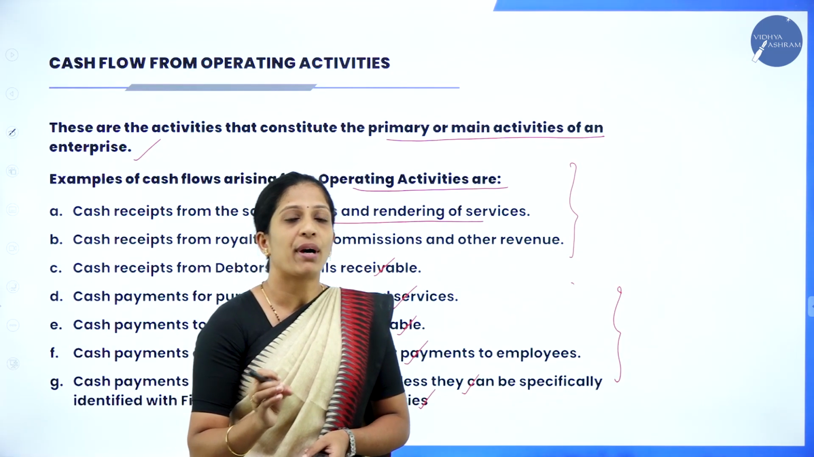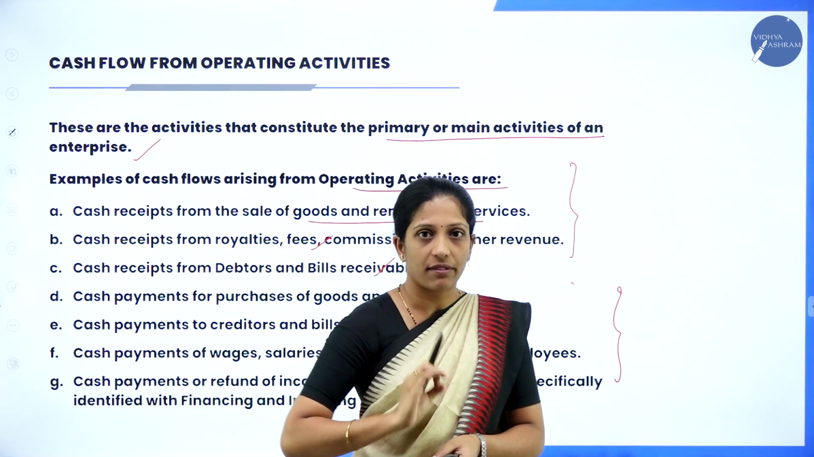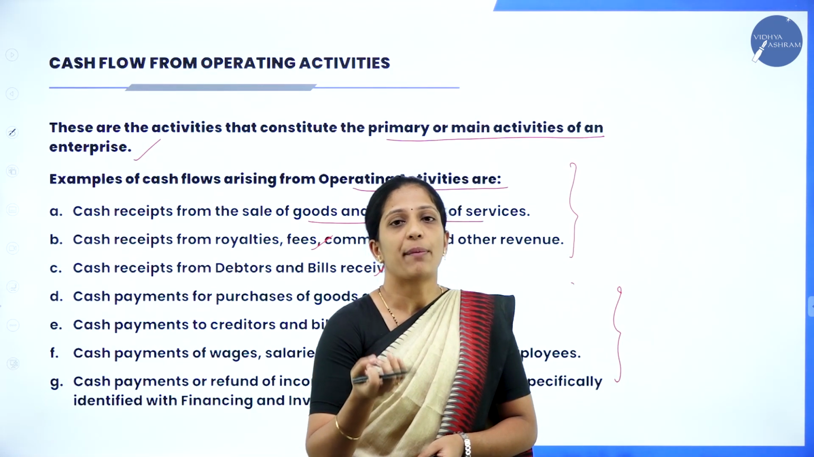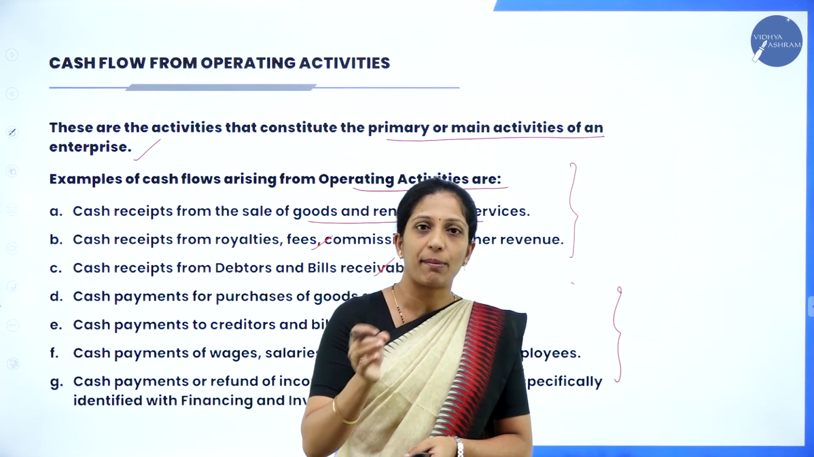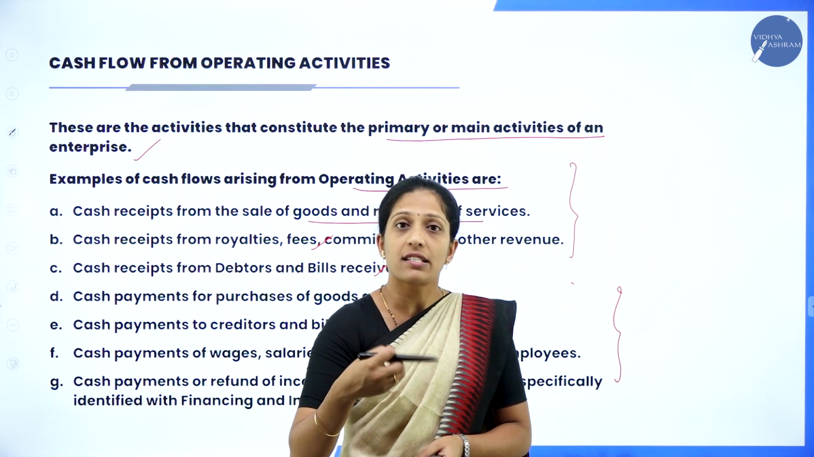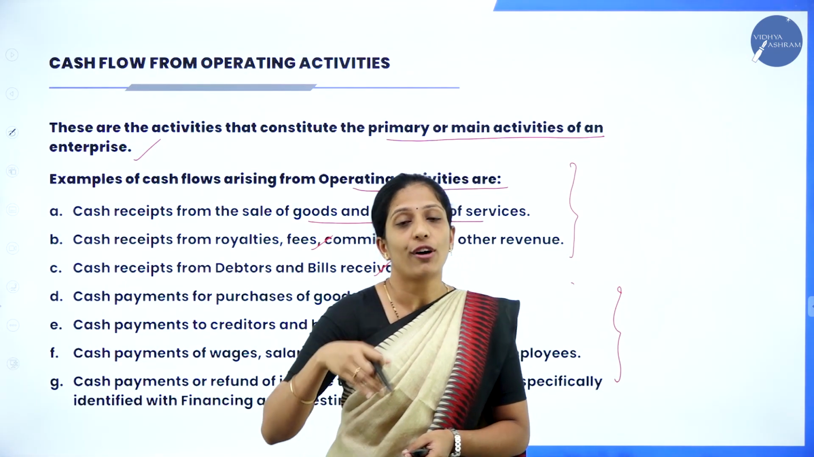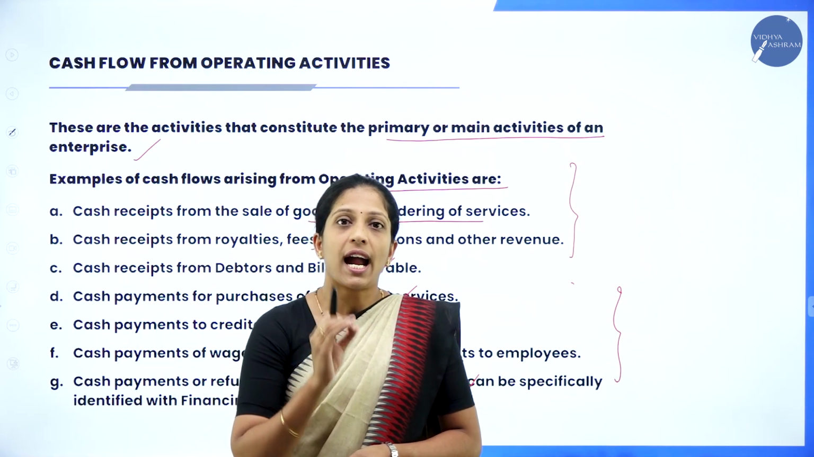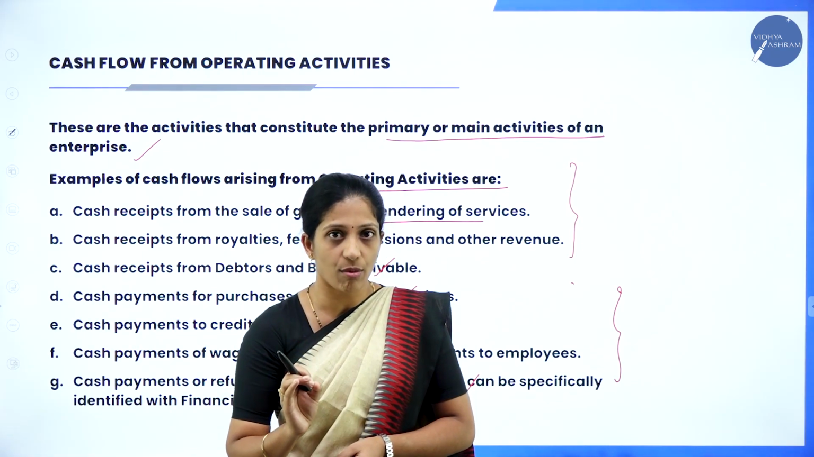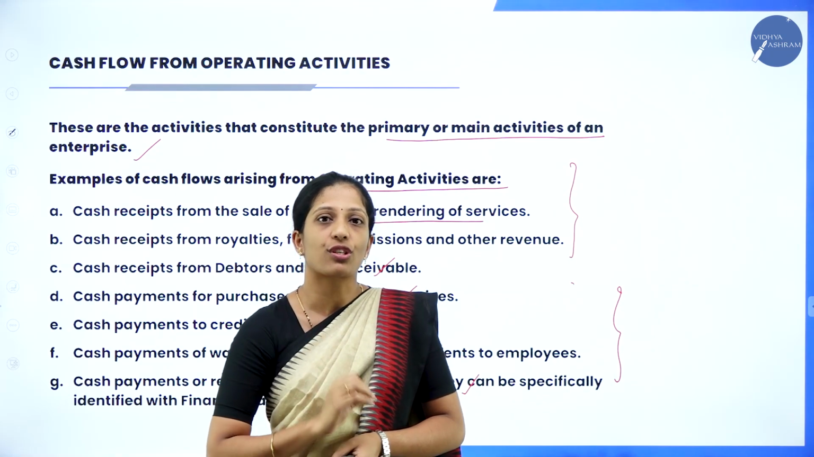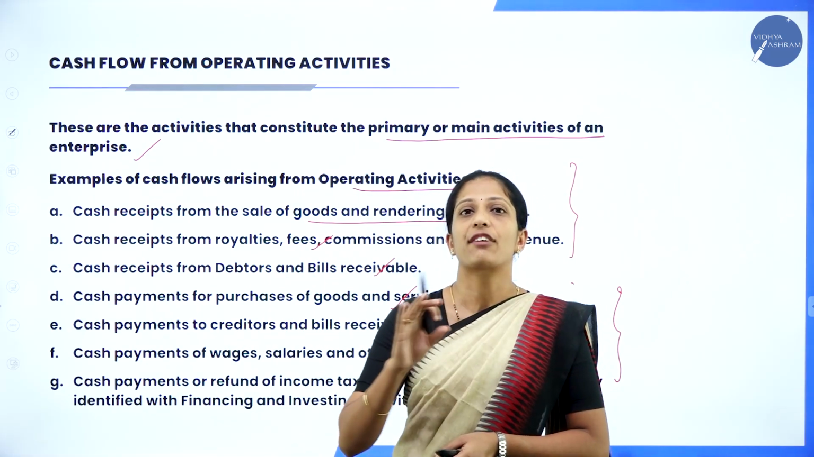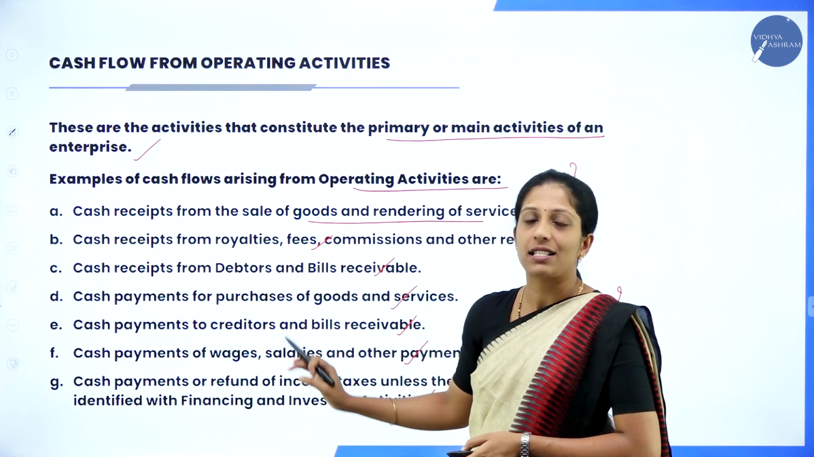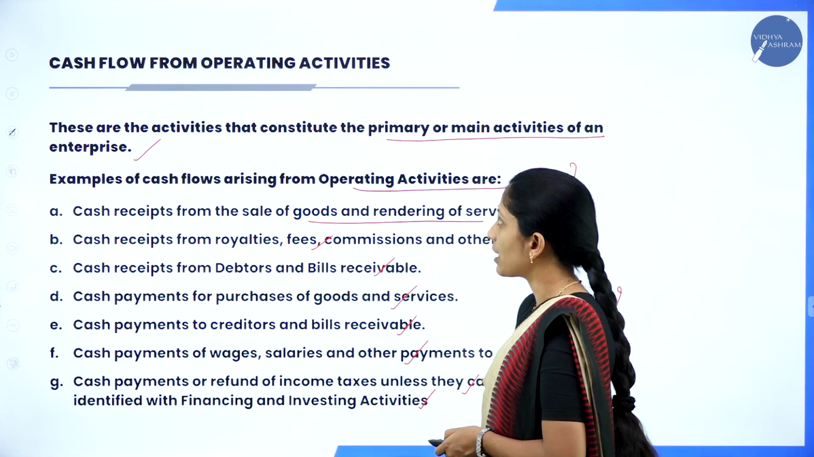For the time being, you remember operating activities are the main activities of the business enterprise, which occur daily in an organization. For example, purchase of goods, selling of goods, payment of wages, payment of salaries, receiving of royalties, receiving of interest. All these activities that occur daily in the business organization have to be recorded, measured in terms of cash in a particular statement, which is called what? Operating activities. That is cash flow from operating activities. So hope you are clear about the meaning as well as examples of operating activities.